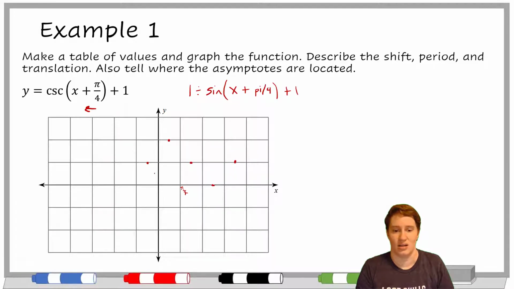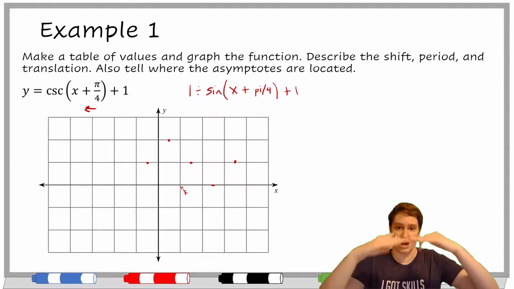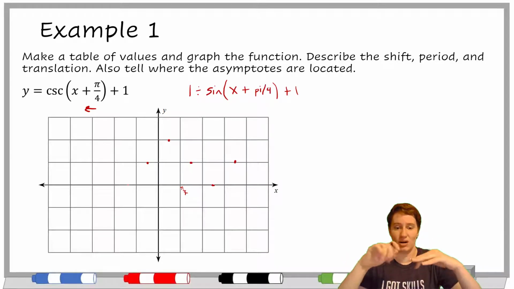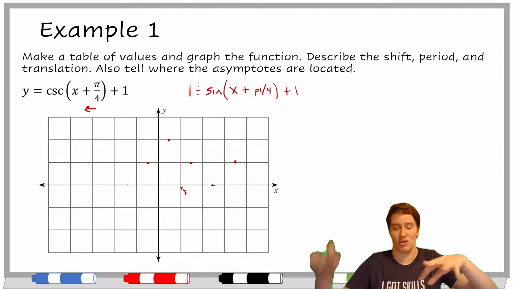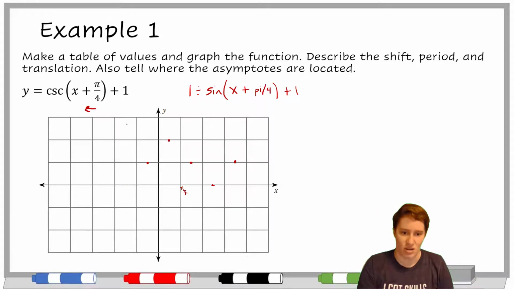And I could connect those if I wanted to. But here's the thing. What we need from this is where are our asymptotes at? Our asymptotes are where it crosses the middle, because we actually shifted up 1. So it's not going to be where it crosses the x-axis anymore. It's going to be where it crosses our anchor, where we're oscillating around. So we're going to put an asymptote here.